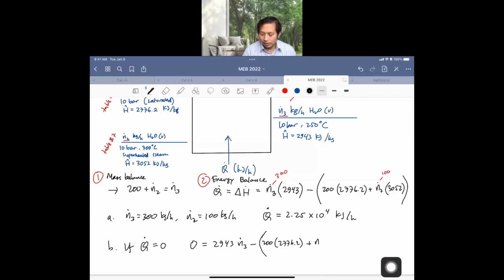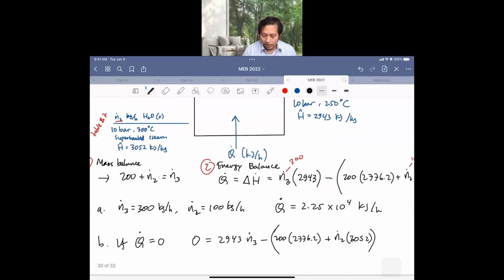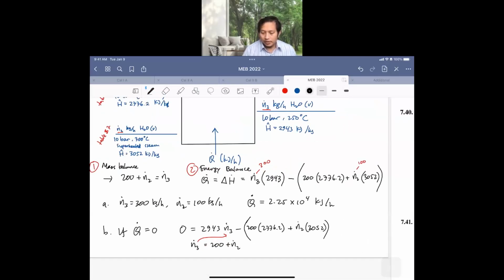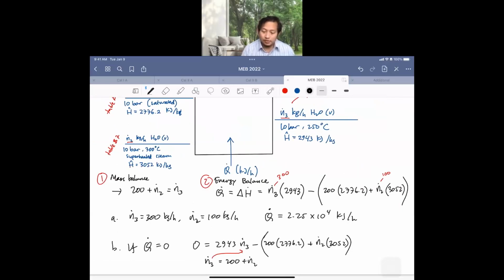If you would like, you can calculate also this one. And you can exchange this N3 and N2 by N3 is 200 plus N2. So you can substitute and solve the linear equations because it has a zero result, right? After you get the solutions, you can check them with the substitution method. You get that N2 will be 306 kilogram per hour, and N3 will be 506 kilogram per hour. So that's the question that is asked: if the process is adiabatic, what is the steam or the product generated?